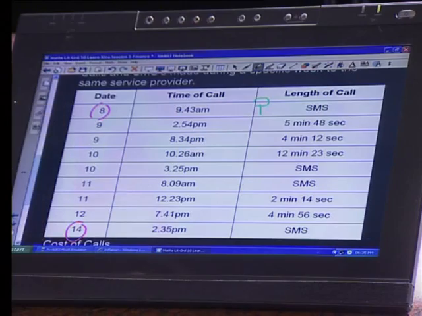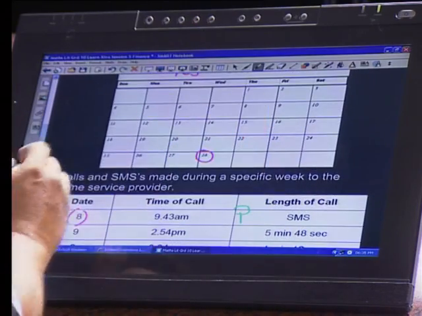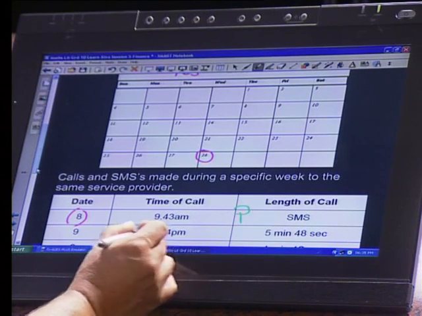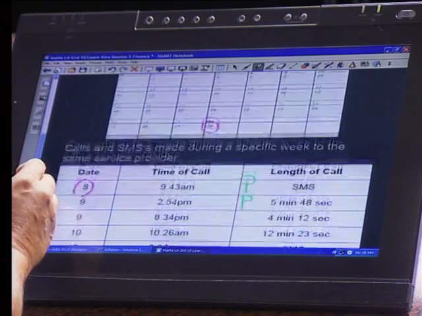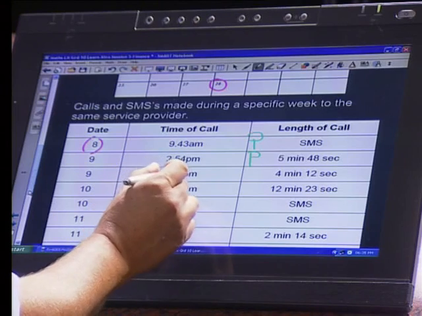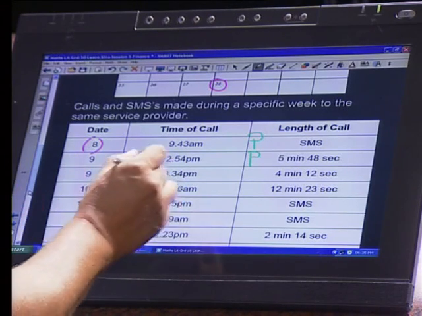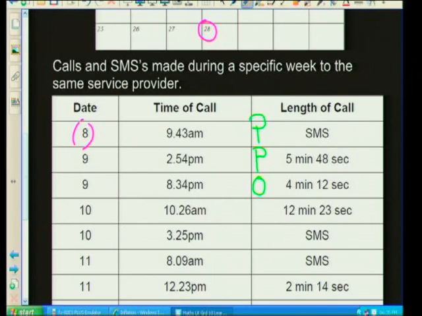The next call I make is on the 9th. And the 9th is a Friday. And it's at 2:45, which means it's during the day. That too is peak time. The next one, 8:34 p.m. It's also on the 9th, which is a Friday. But have a look here. It's after 8 o'clock at night. And we said if it's after 8 o'clock at night, it's off peak. So I'm going to put a little O here for meaning off peak.